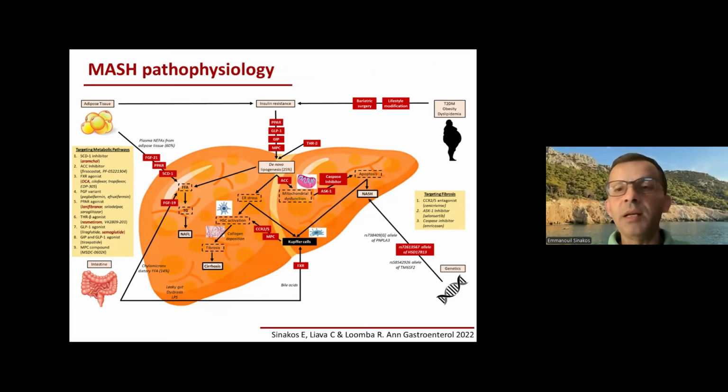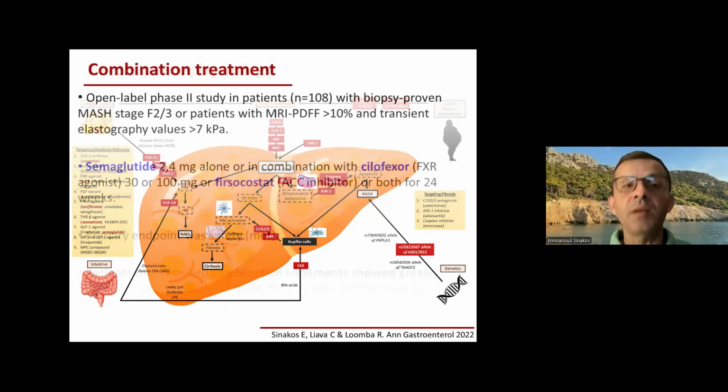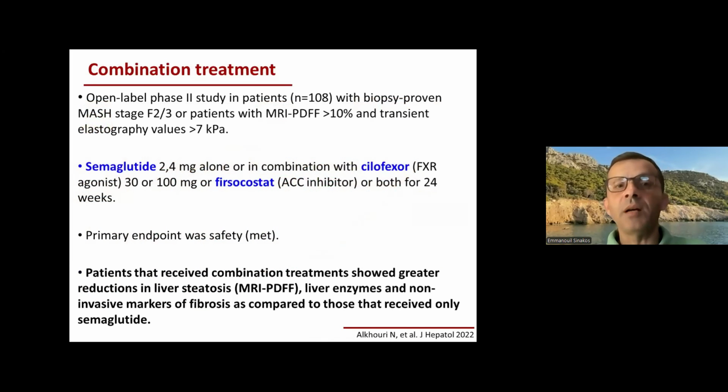You can see in this graph how many pathways and how many substances are included in the pathophysiology. And it makes sense that maybe combination treatments have better results rather than solo treatments with one pharmacological agent. And it's very important to remember that semaglutide is included in every combination study we have up to now. There are not many, but it's very interesting that semaglutide, possibly due to its very beneficial cardiometabolic action, is included in the combination regimens.